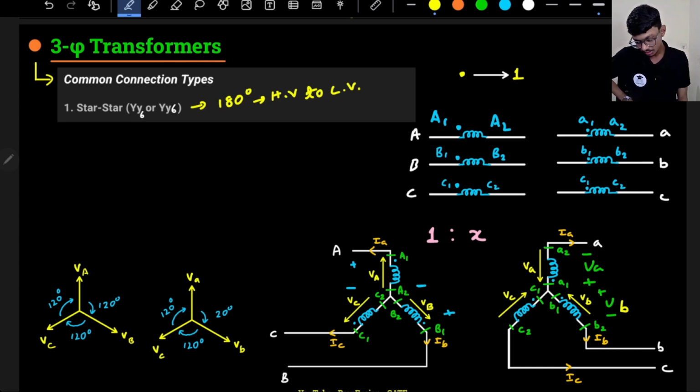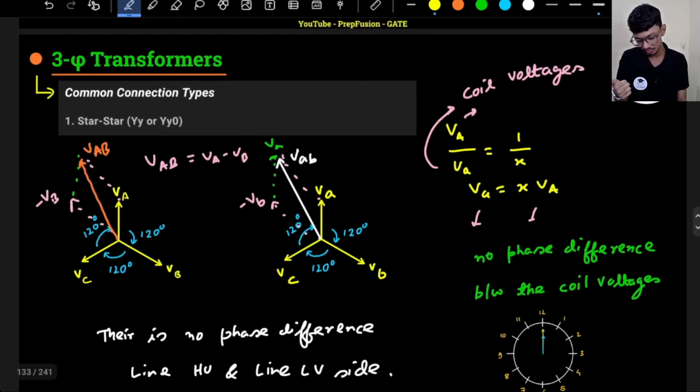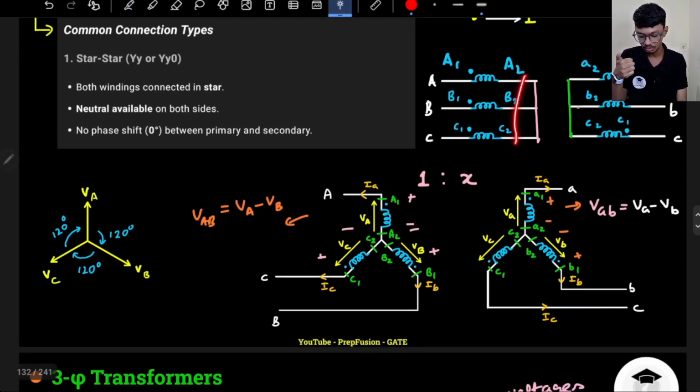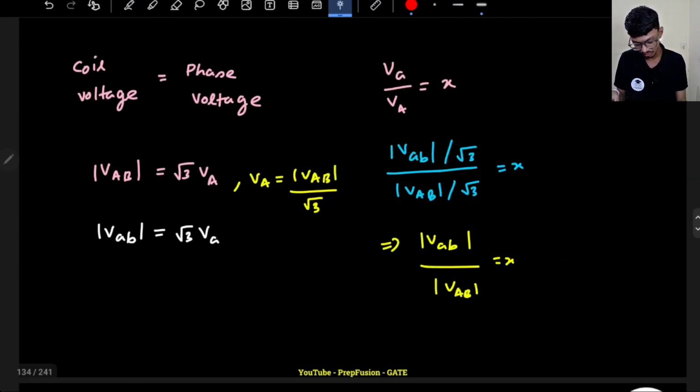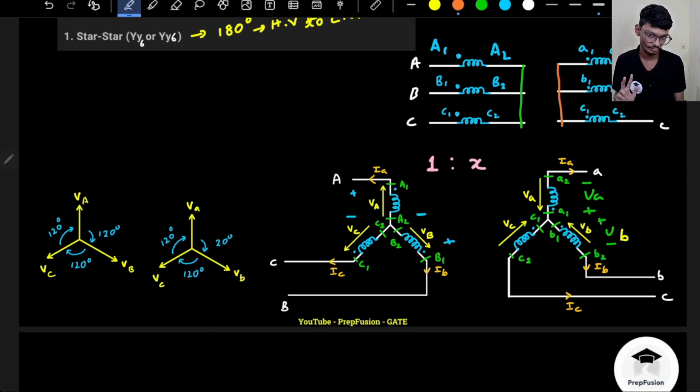Okay, so now how is it possible? Previously what we did was we connected all the non-dots together, in the high voltage and in the low voltage winding. But here, on the high voltage side I will connect the non-dots, but on the low voltage side I will connect the dots. What difference will it make? The difference is that the phase difference will be 180. How? I will show you.